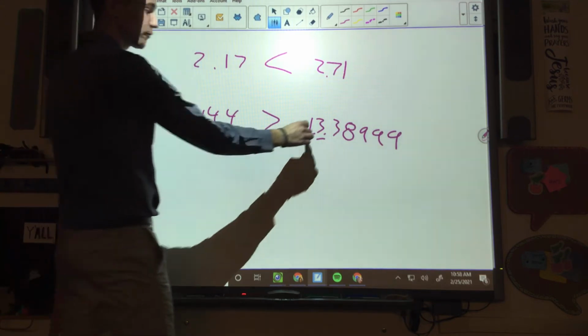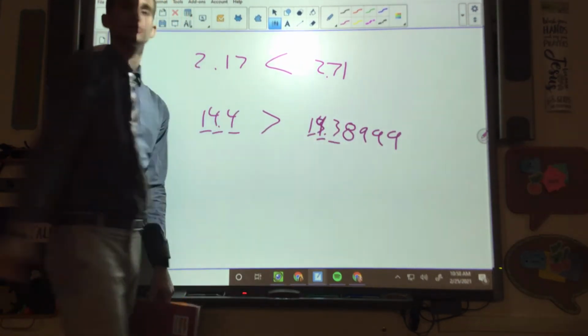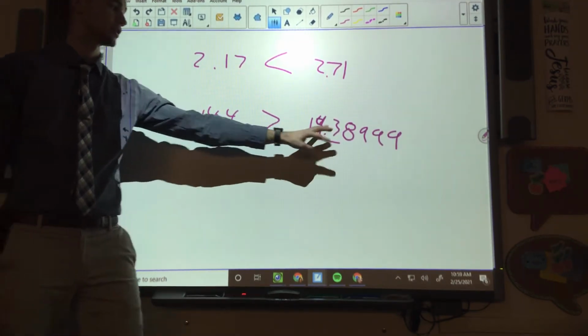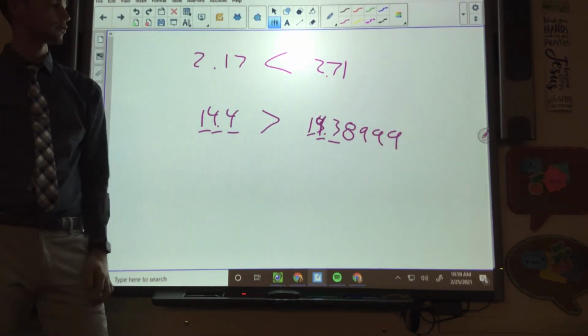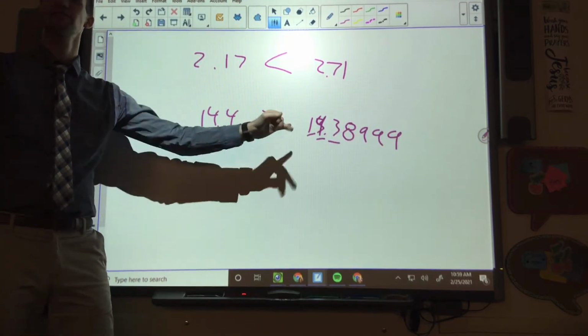Even if this would have been 14 though, let's say this is 4 and 4. 4 or 3, which one's greater? 4. So this one is still greater than that one. It doesn't matter how quote unquote big these numbers look. You have to look at place value. Tens, ones, tenths, hundredths, so on and so forth.